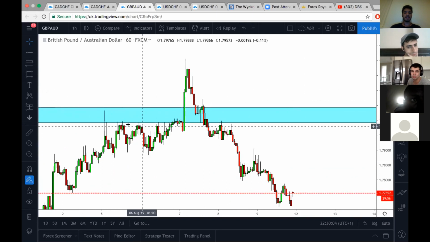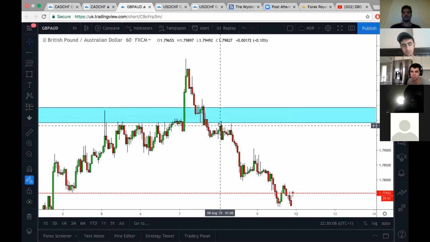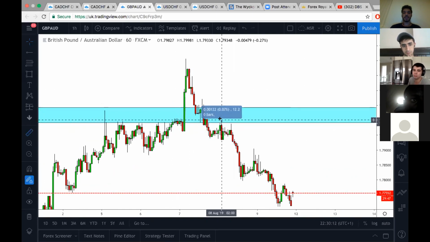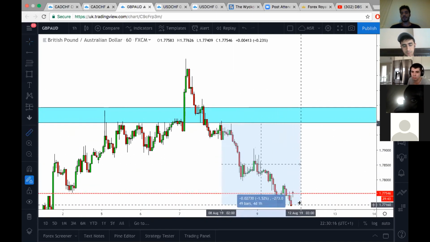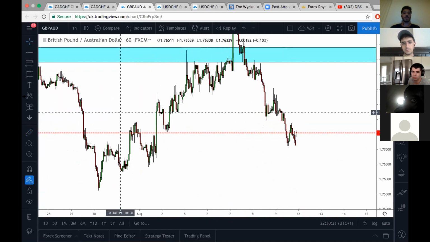But as you can see, this is your resistance, right? Price broke through, came back and retested right there. This would have been your entry. Look at the drawdown. Let's say you have a 15 pip stop loss, you would have been up by 274 pips by now. And this is probably going to drop down to here.